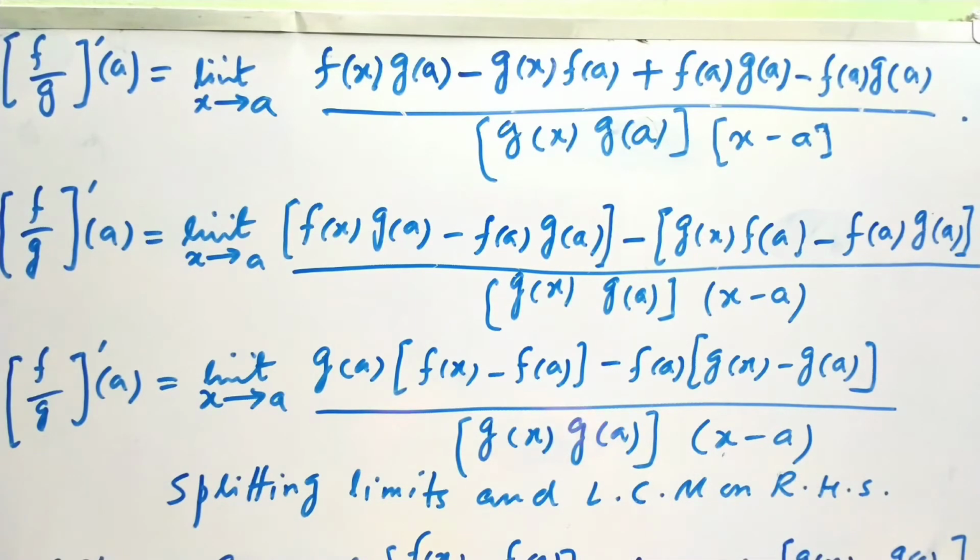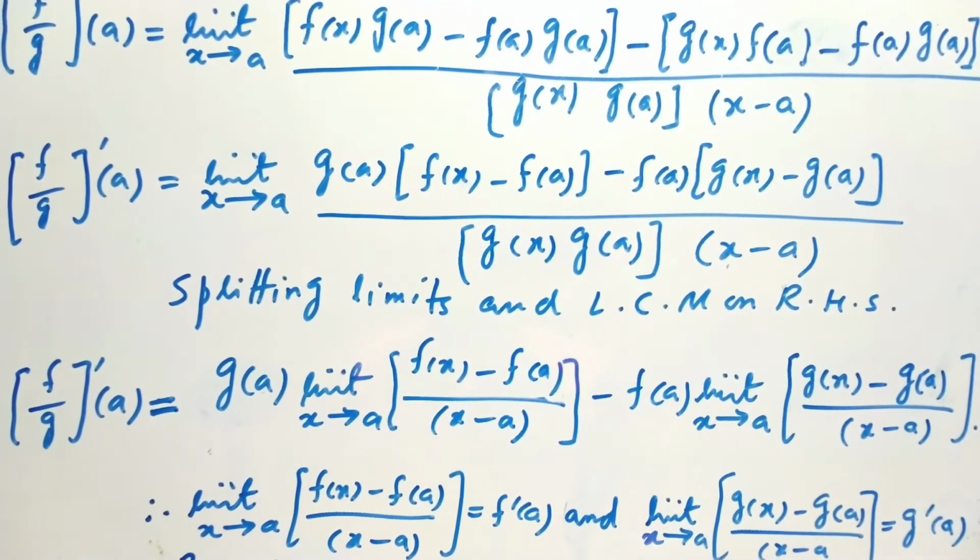So what we can do over here is just split the limits and take the LCM on the right hand side. We have to do this. So what will happen in the next step? Let's see. Now by splitting the LCM, f over g dash of a, and by taking out g of a as common, limit x approaches to a, f of x minus f of a divided by x minus a, and minus f of a is common throughout. So limit x approaches to a, g of x minus g of a divided by x minus a over here.